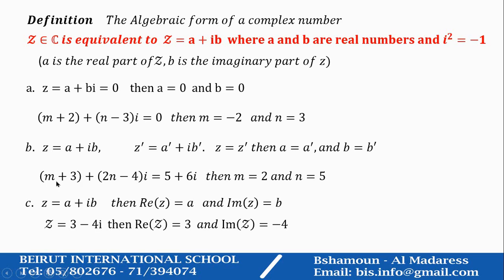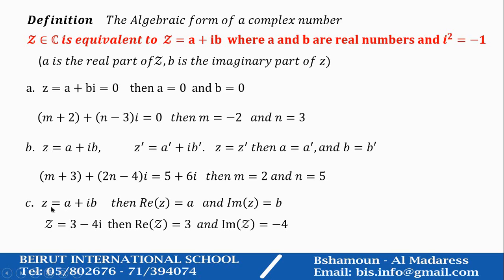For example, (m plus 3) plus (2n minus 4)i, this is a complex number, is equal to another complex number if and only if the real parts, m plus 3 equals 5, and the imaginary parts, 2n minus 4 equals 6. Okay, we said it.